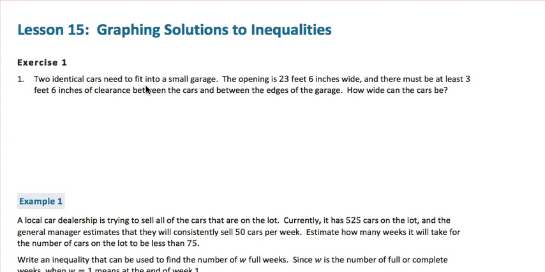Two identical cars need to fit into a small garage. The opening is 23 feet 6 inches wide, and there must be at least 3 feet 6 inches of clearance between the cars and between the edges of the garage. We need to know how wide the cars can be.